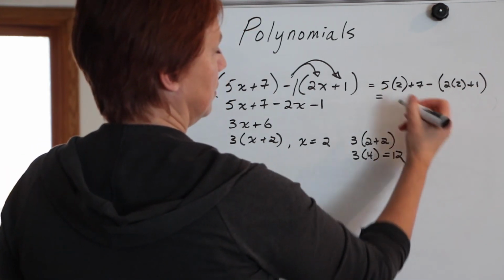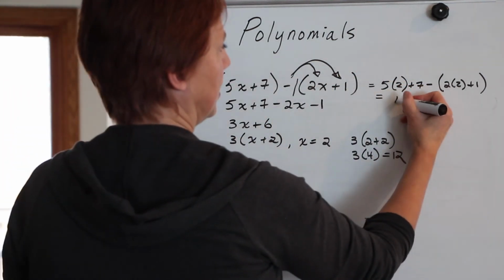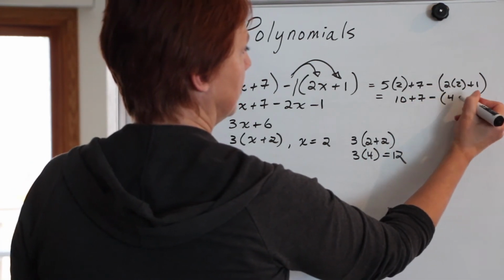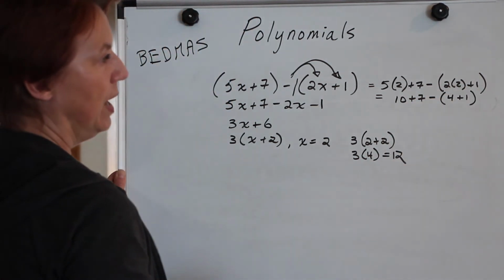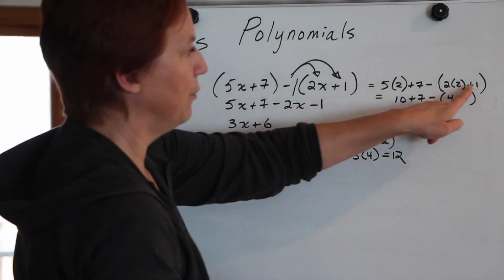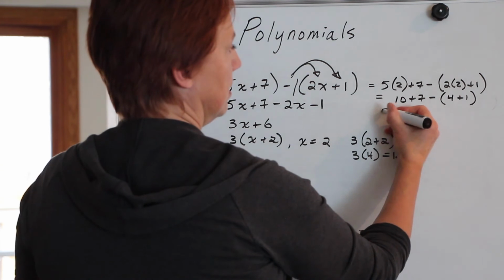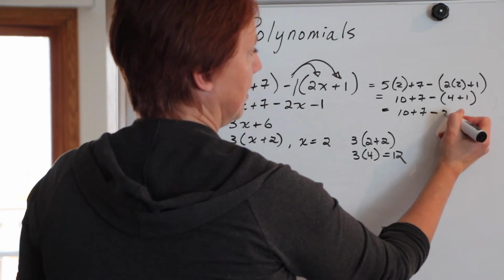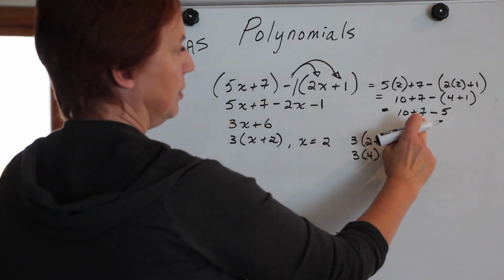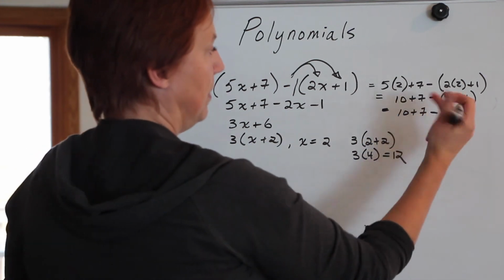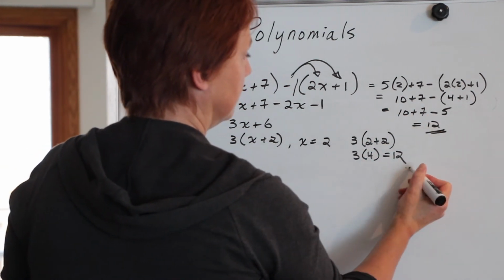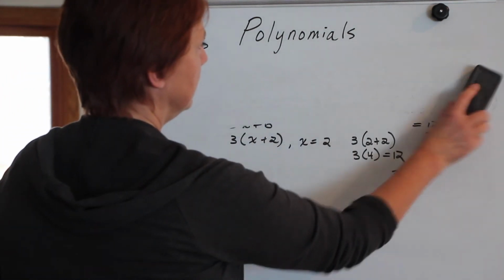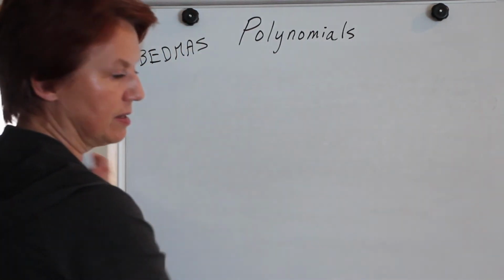So we can still follow the order of operations. Okay, so we have 10 plus 7 minus, now here we have 4 plus 1. Right? We have to do the multiplication first before we do the addition inside the brackets. And we're going to add those, so we get 5 there, and drop the brackets right away. So 10 plus 7 is 17, minus 5 is 12, and we get the same answer. We have to, or else something's gone wrong, okay? This is always a really good way to check your work when you're learning this stuff to begin with.